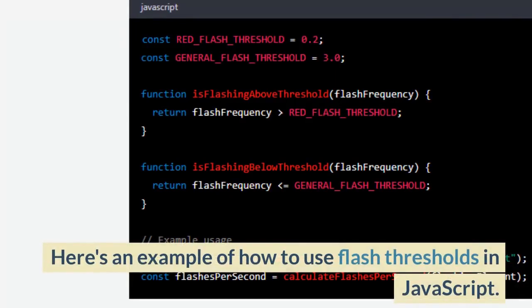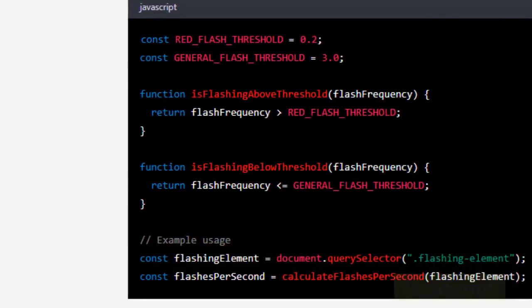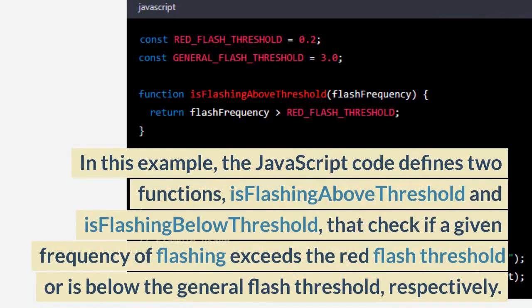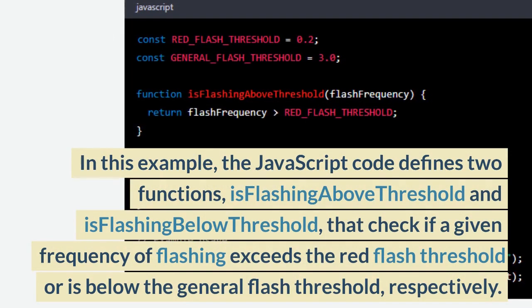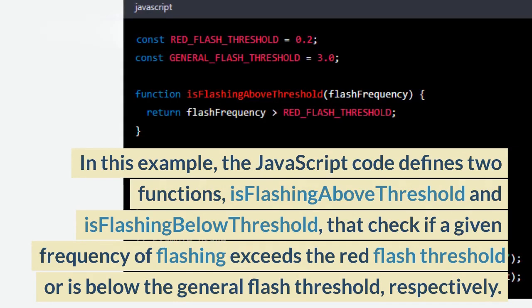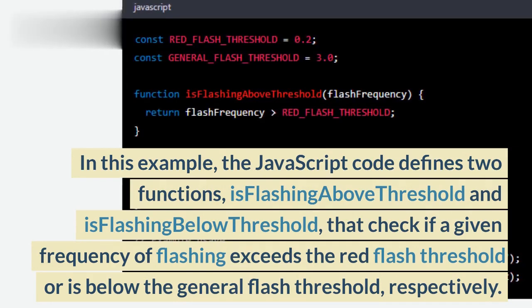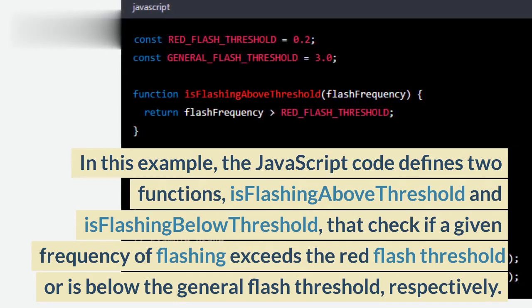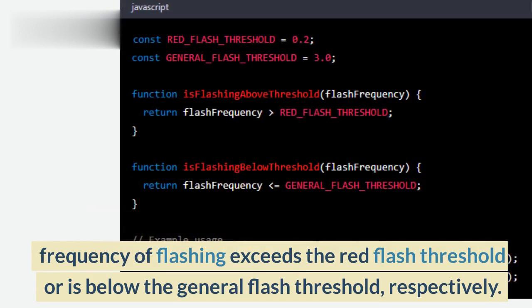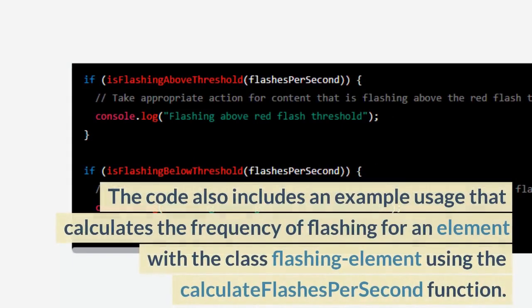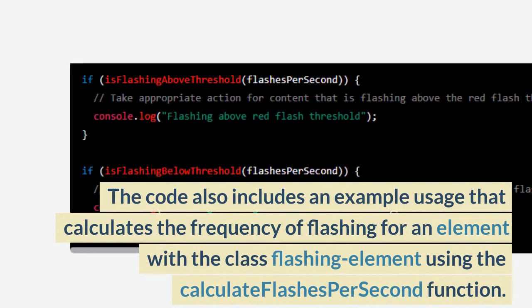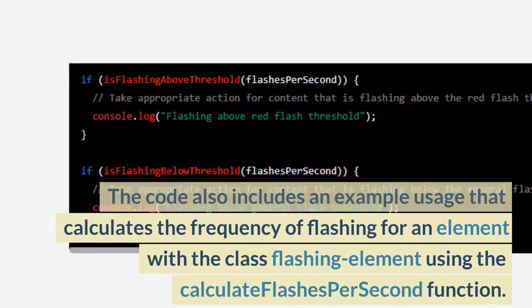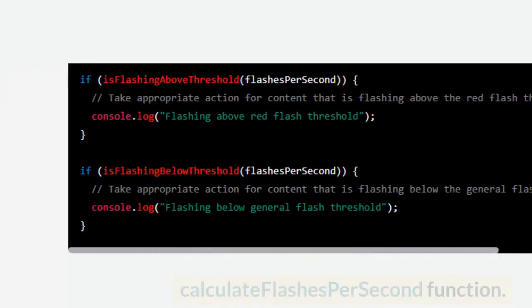Here's an example of how to use flash thresholds in JavaScript. In this example, the JavaScript code defines 2 functions, isFlashingAboveThreshold and isFlashingBelowThreshold, that check if a given frequency of flashing exceeds the red flash threshold or is below the general flash threshold, respectively. The code also includes an example usage that calculates the frequency of flashing for an element with a class flashing element using the calculateFlashesPerSecond function.